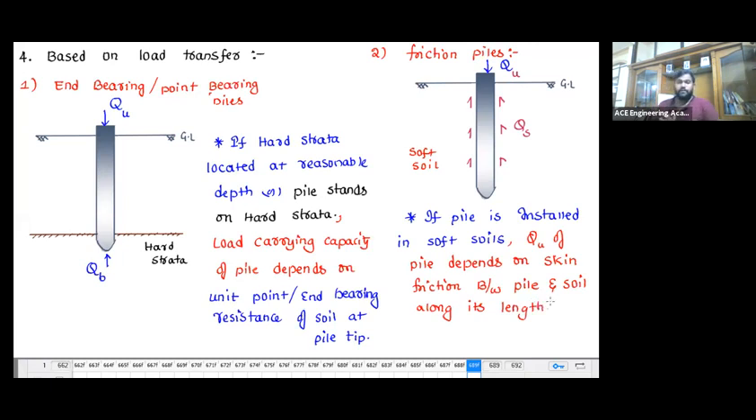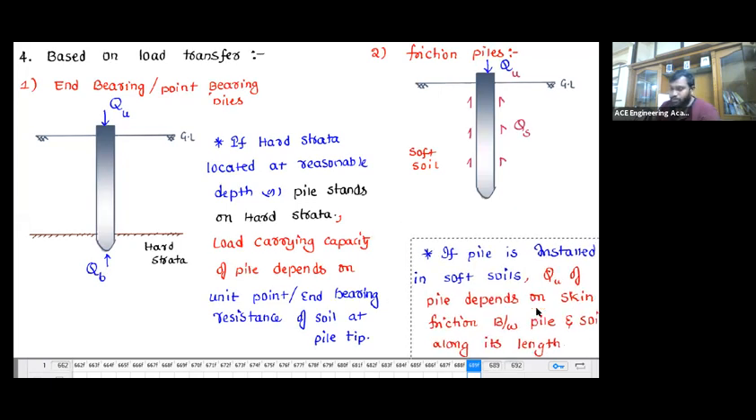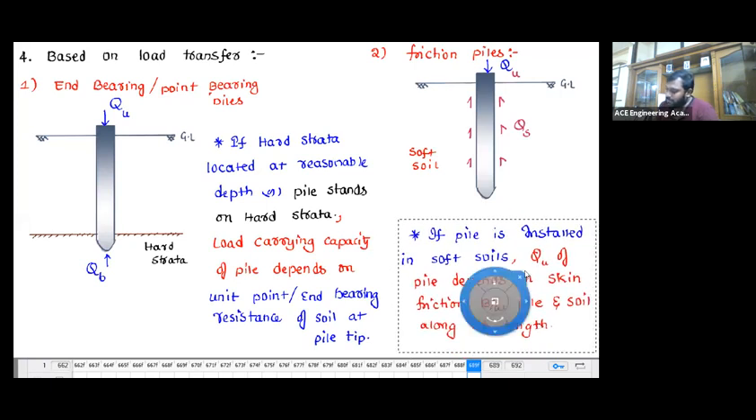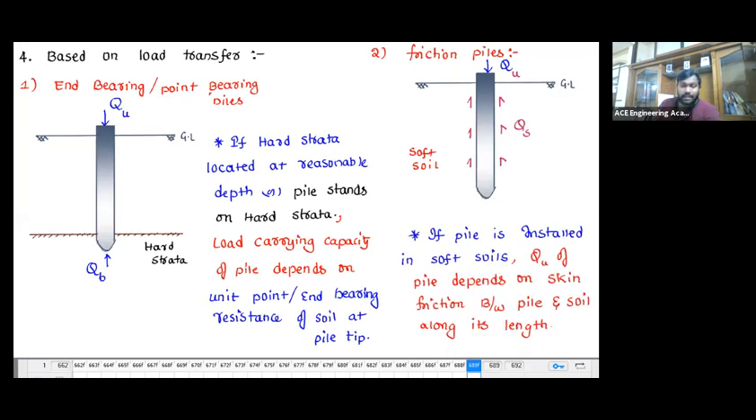So in the case of friction piles, can you tell me what QU means here? I am giving you the meanings also. QU is nothing but the ultimate load carrying capacity. In the case of the end bearing pile, the ultimate load carrying capacity depends upon the point bearing capacity. And here the ultimate load carrying capacity depends upon the skin friction between the pile and soil.